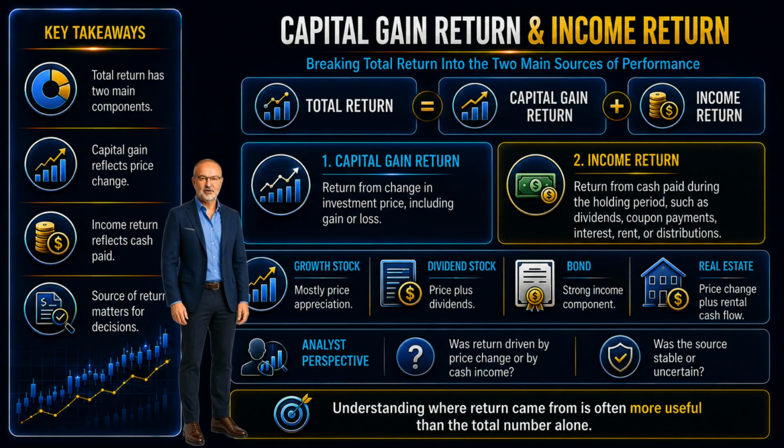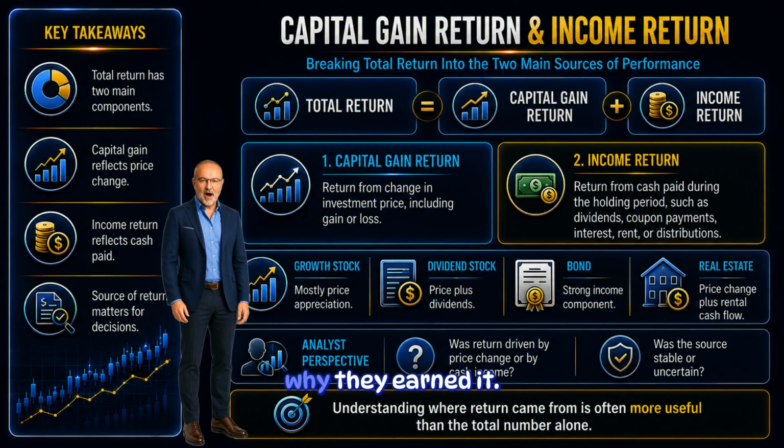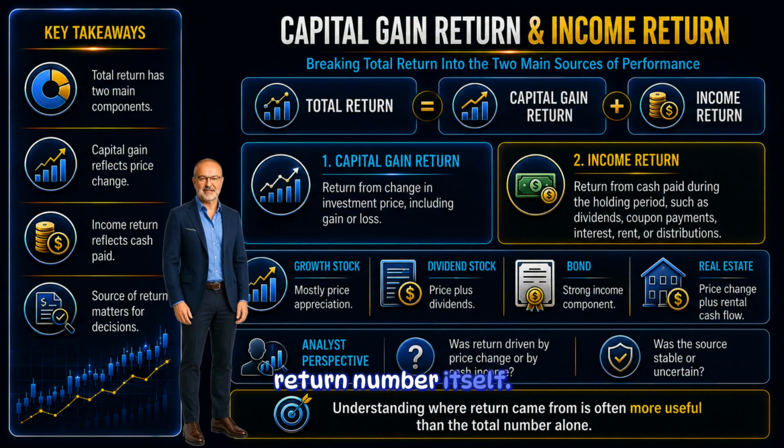Let's think beyond the total number. Let's ask where the return came from. Was it mainly from a rising price? Was it mainly from income? Was the income stable or uncertain? Was the price change driven by fundamentals, market sentiment, interest rates, or risk conditions? This decomposition helps investors understand not only how much they earned, but why they earned it. And that why is often more important for future decision making than the return number itself.